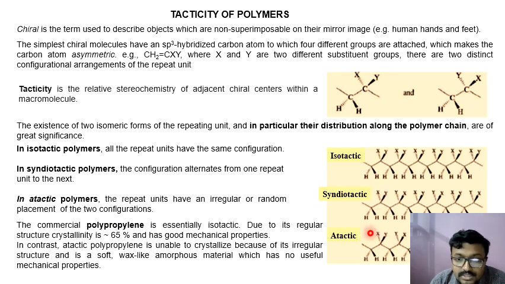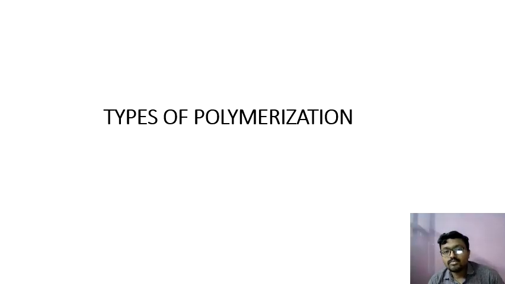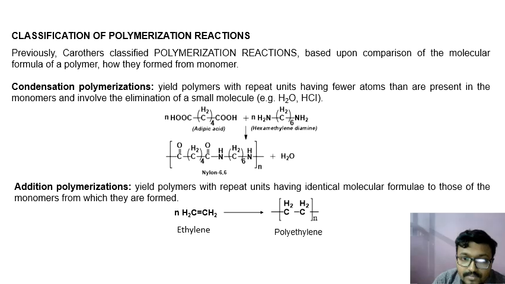If the stereochemistry is random, it's called atactic. Okay, this is the tacticity. Now we will discuss the type of polymerization reaction. Polymerization reaction means monomer units are attaching with each other. Depending on the monomer unit, there are two types of polymerization reaction.